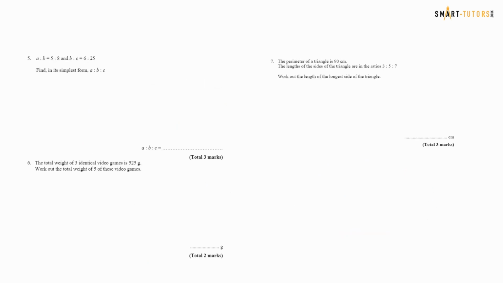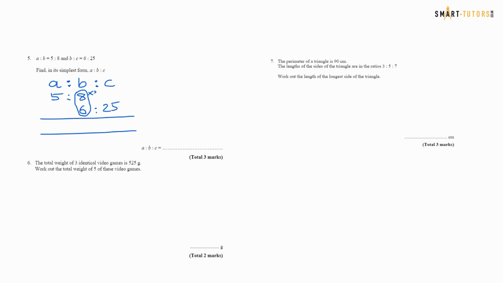Question number 5. A is to B. So A is to B is 5 is to 8. B is to C. I'm going to put B is to C here. So B is to C is 6 is to 25. They are asking for the common ratio of A, B, C. So we need to find the common number for 8 and 6. The common number for 8 and 6 is 24.